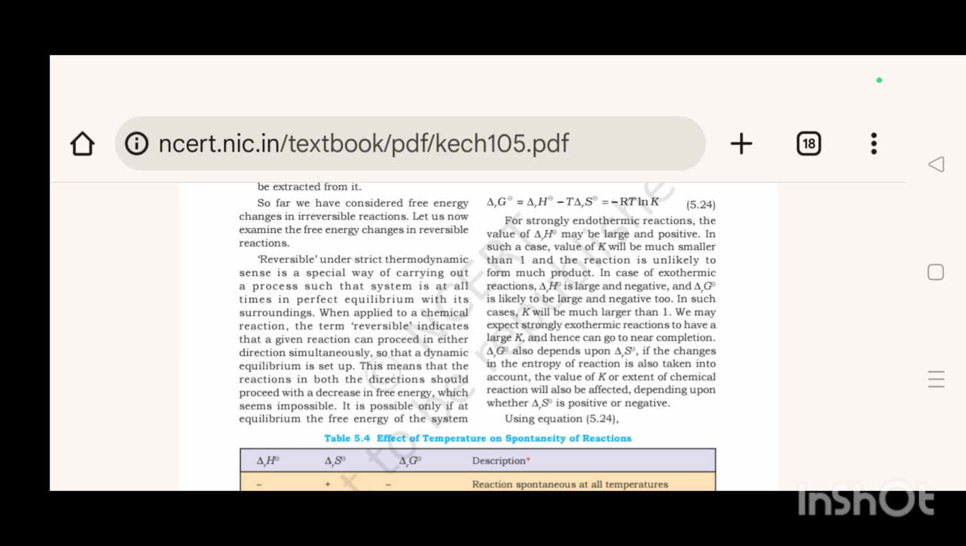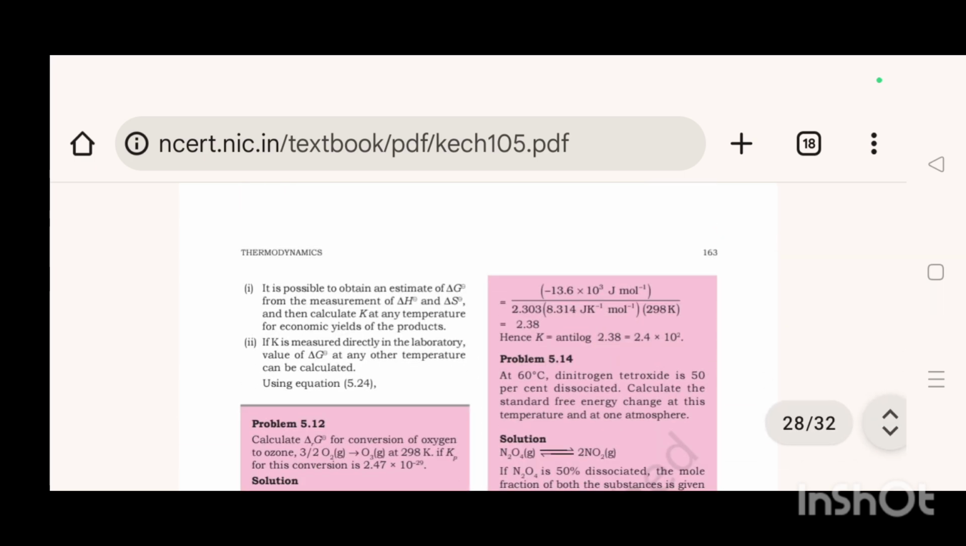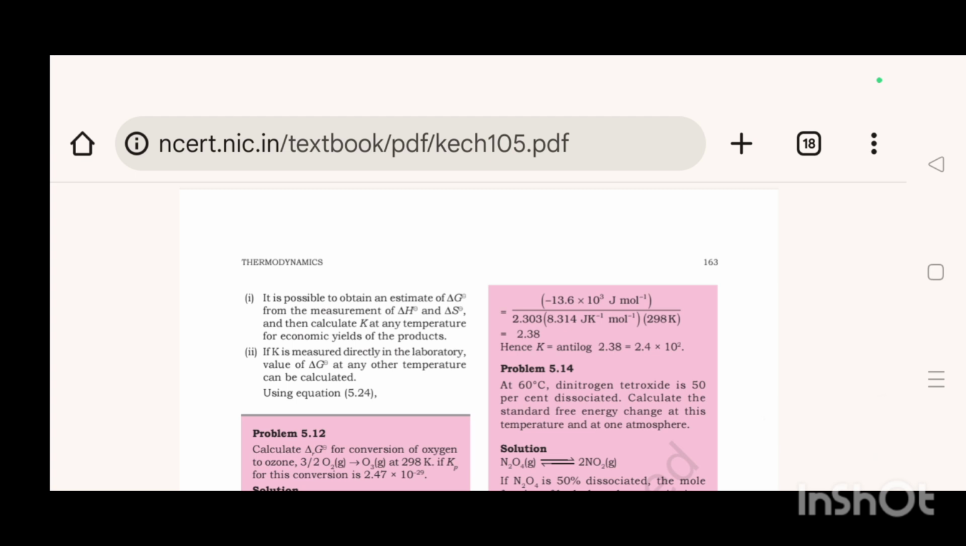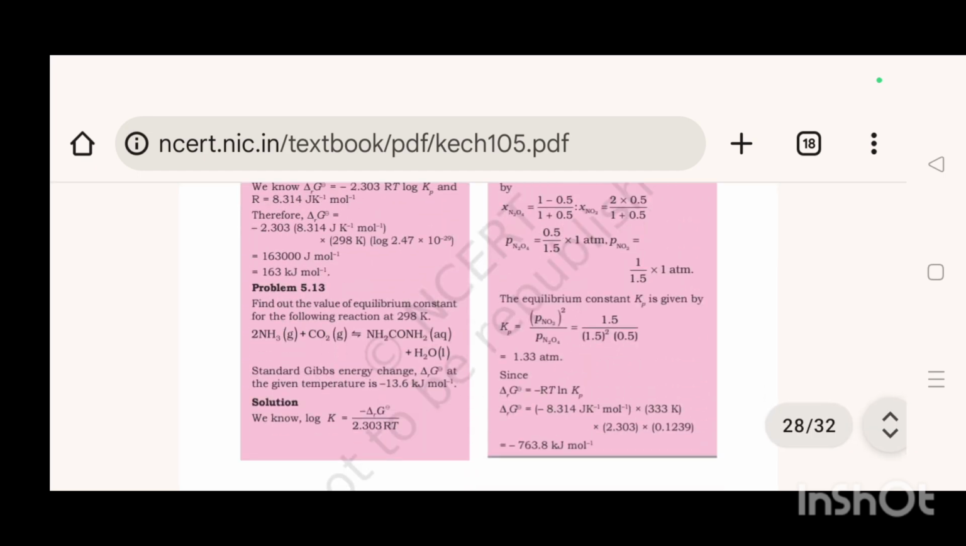Delta G also depends upon delta S, and the change in the entropy of reaction is also taken into account. The value of K, or extent of chemical reaction, will also be affected depending upon whether delta S is positive or negative. From the above equation, it is possible to obtain an estimate of delta G from the measurement of delta H and delta S, and then calculate K at any temperature for economic yields of the product. If K is measured directly in the laboratory, the value of delta G at any other temperature can be calculated.